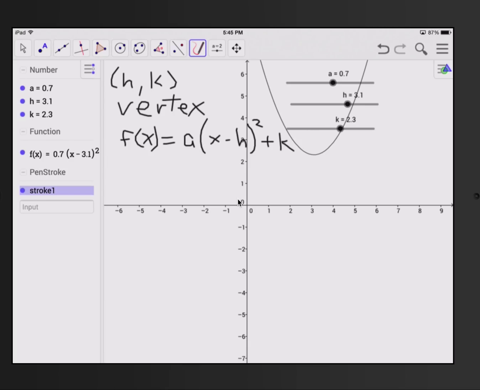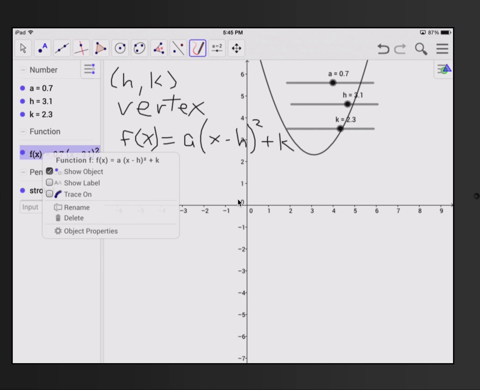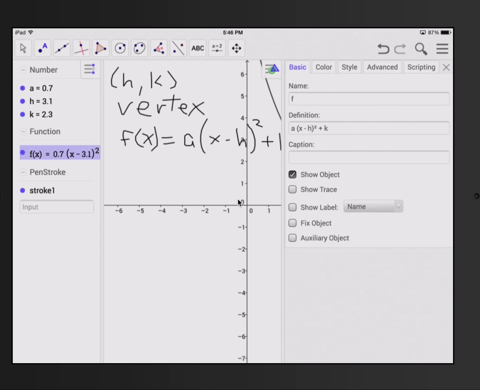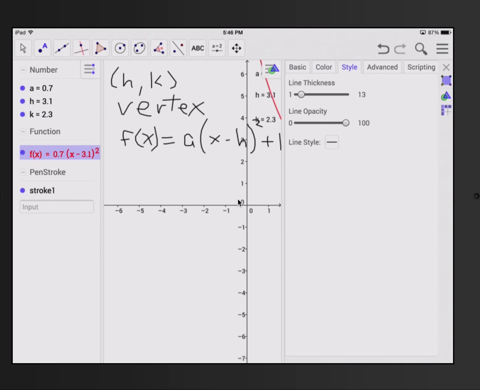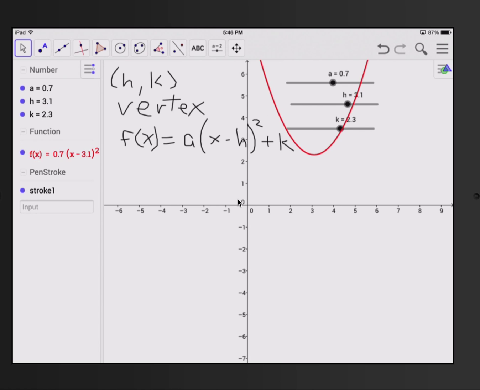So I'm going to press on my function to go to Object Properties, and going to just beef up the color here to something different. And style, I'm going to make it just a little bit thicker. Alright, and then I'm going to close that out. And now we're just going to watch what happens.